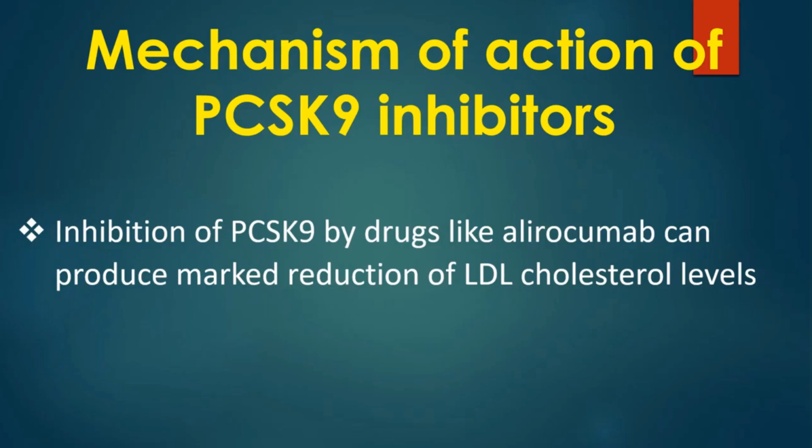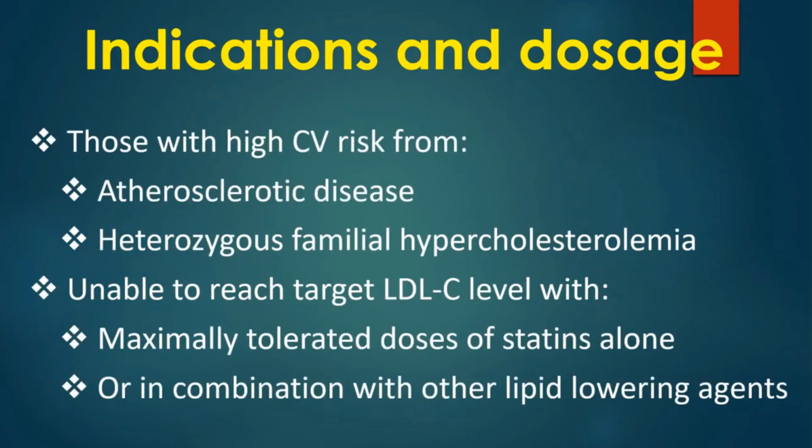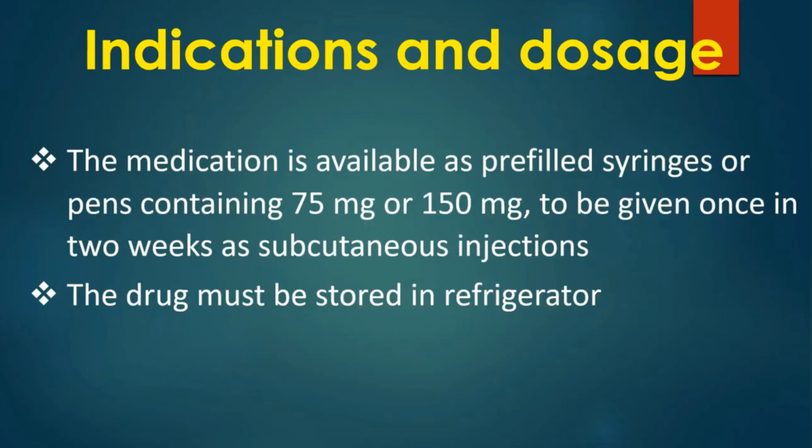Inhibition of PCSK9 by drugs like Alirocumab can produce marked reduction of LDL cholesterol levels. Indication for Alirocumab: those with high cardiovascular risk from atherosclerotic disease or heterozygous familial hypercholesterolemia and unable to reach target LDL-C levels with maximally tolerated doses of statins alone or in combination with other lipid-lowering agents. The medication is available as pre-filled syringes or pens containing 75 mg or 150 mg to be given once in 2 weeks as subcutaneous injections.